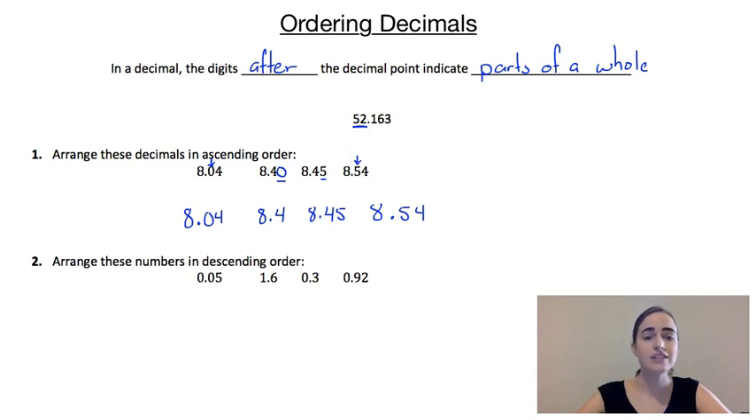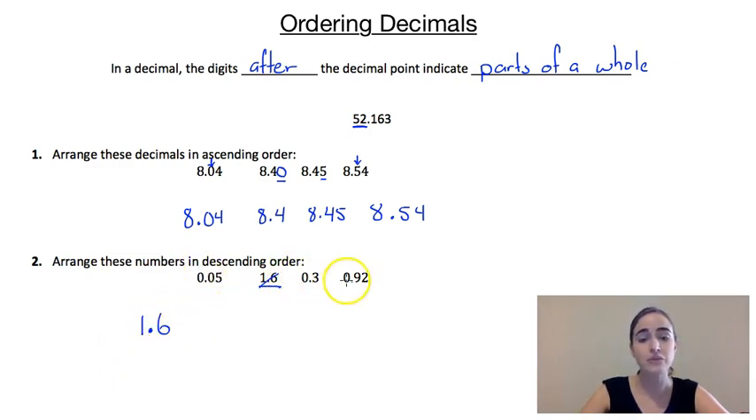Our next question asks us to arrange the numbers in descending order. So descending means biggest to smallest this time. Again, we're going to start having a look at the whole number part of these decimals. So we've got a 0, a 1, a 0, and a 0. That means that this 1.6 is going to be our biggest number, so the first number in our list. So we can cross that one off, we've got it written down.